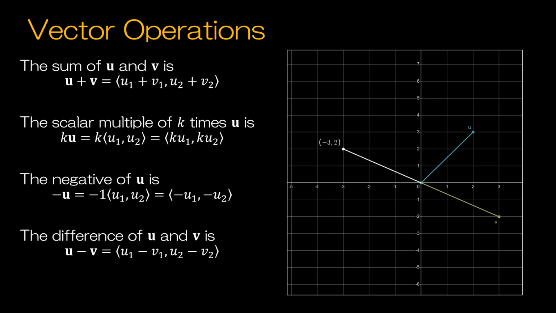Lastly, I want to take a look at the difference of u and v. So this is u minus v. Again, mathematically, I'm just going to take the x values and subtract them. So this is 2 minus 3, which would give me -1. For the y values, I have 3 minus -2, which would give me 5. So that's going to be right up here at the point -1, 5.